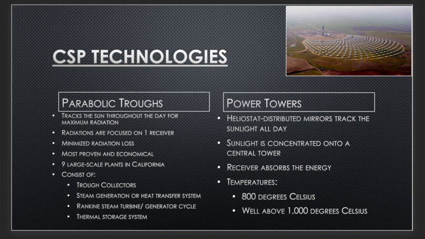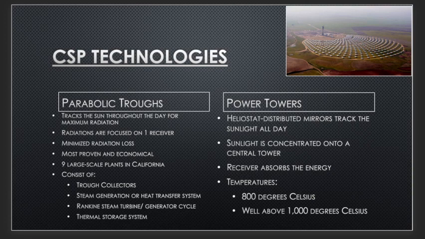The CSP technologies, the first two are parabolic troughs and power towers. The parabolic troughs track the sun through the day for maximum radiation. The radiation is focused on one receiver. It minimizes radiation loss. It is most proven and economical. There are 9 large-scale plants in California, and it consists of trough collectors, steam generation or heat transfer systems, Rankine steam turbine or generator cycle, and a thermal storage system.